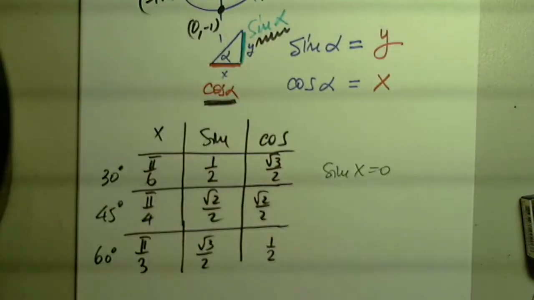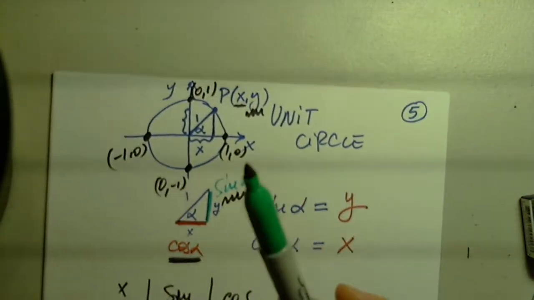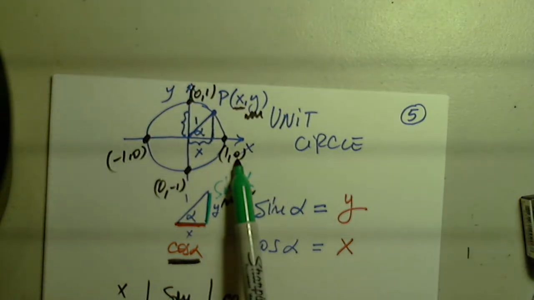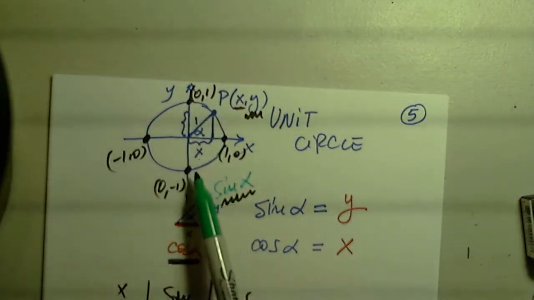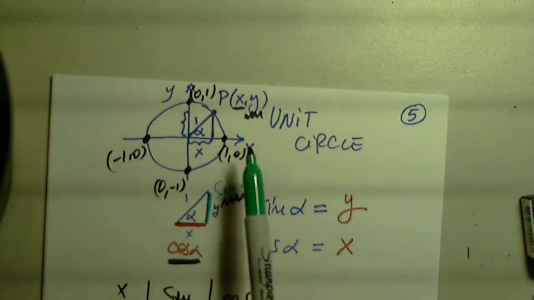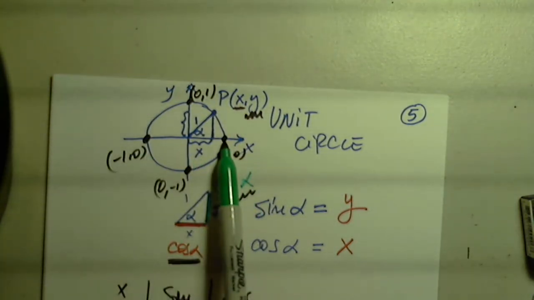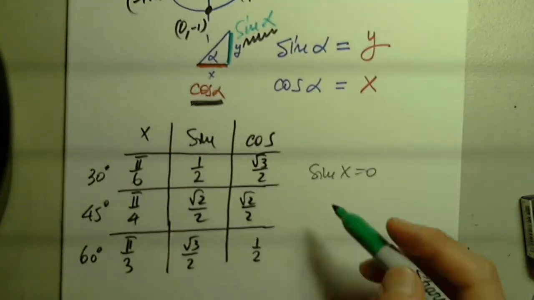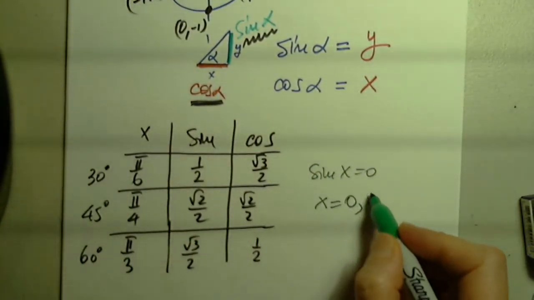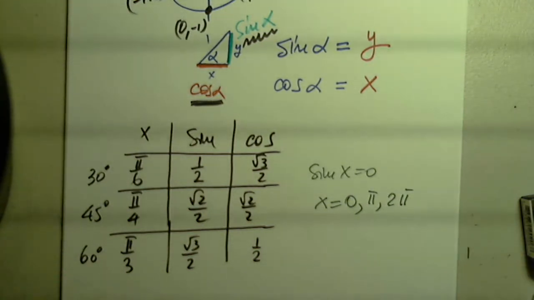So sine x equals 0. This is sine. Sine here is 1. Sine here is negative 1. So it has to be 0 at 0, at pi, and at 2 pi. So x equals 0, pi, and 2 pi.